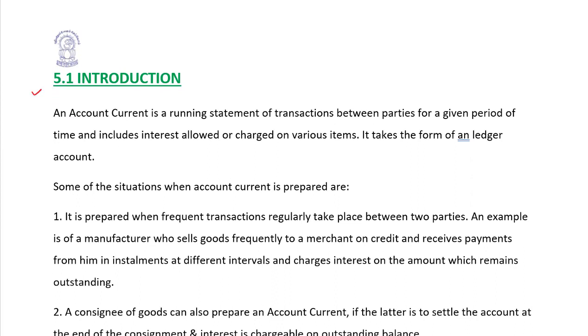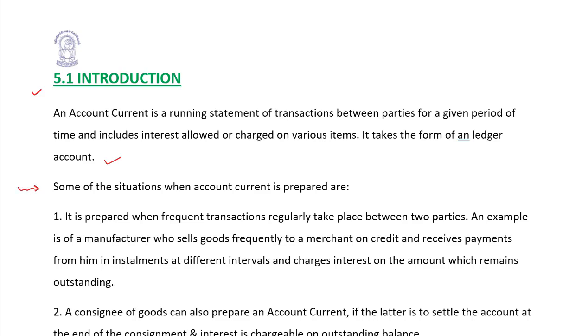Introduction. An account current is a running statement of transactions between parties for a given period of time and includes interest allowed or charged on various items. It takes the form of a ledger account.